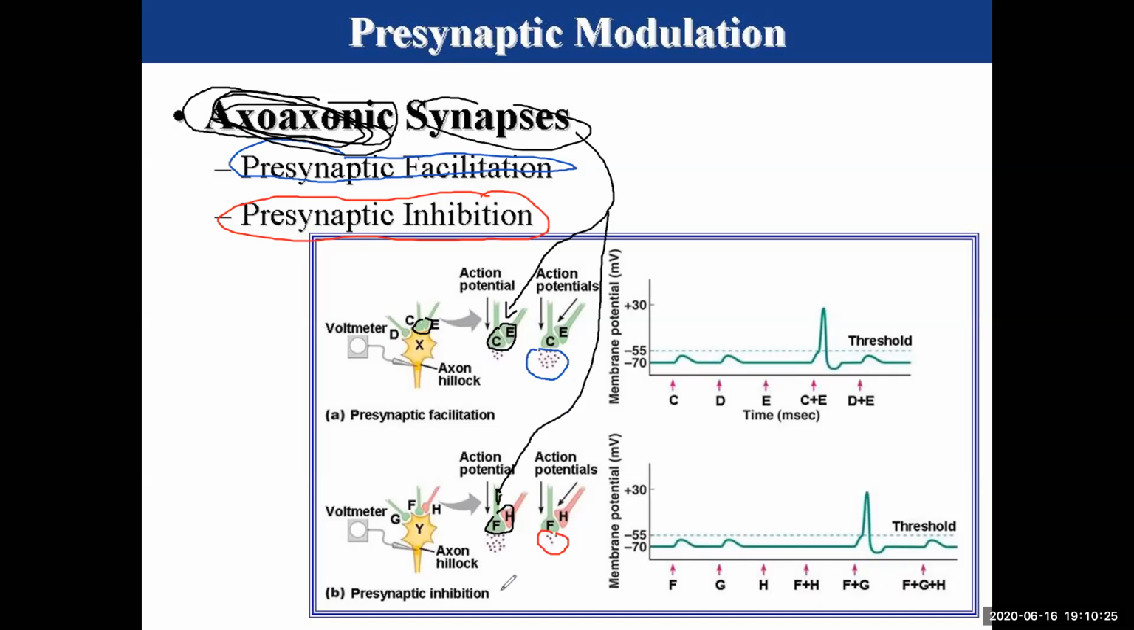So in both cases, axon C and axon F, the presynaptic neurons, are being affected. If the presynaptic neuron is induced to release more neurotransmitter, we call it presynaptic facilitation. If the presynaptic neuron is induced to release less neurotransmitter, we call it presynaptic inhibition.